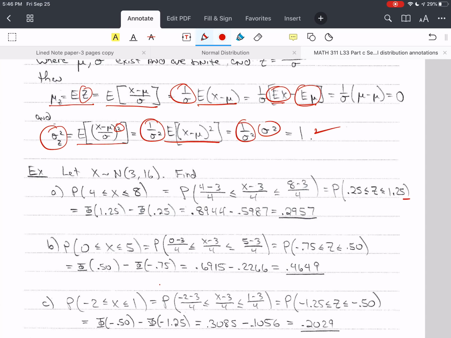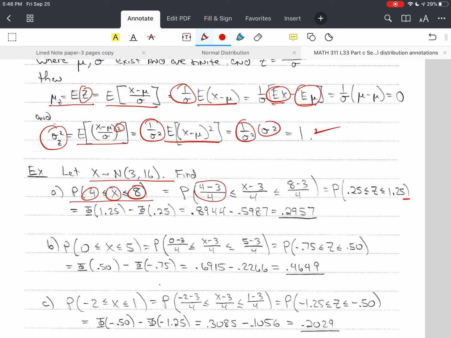You can't do that if it's all positive or all negative. Okay, so let X be normal with mean 3 and variance 16. I want to find the probability that X is between 4 and 8. Anything I do to any part of the inequality, there are 3 parts to this one, I have to do to all of them.